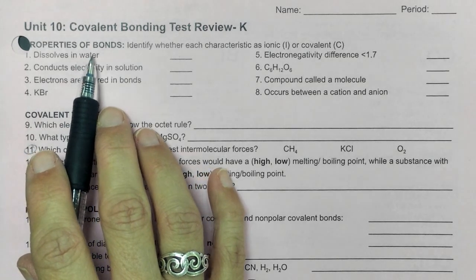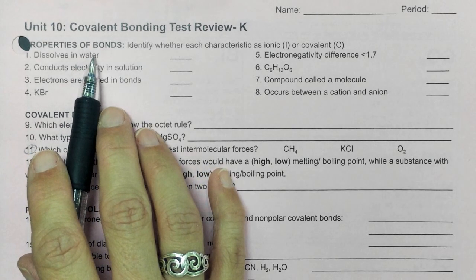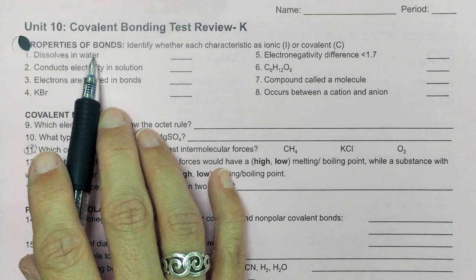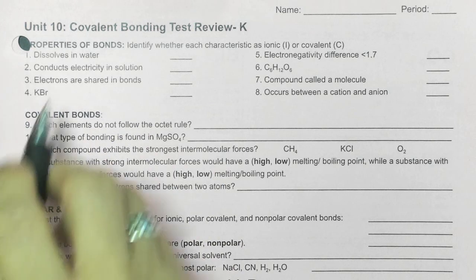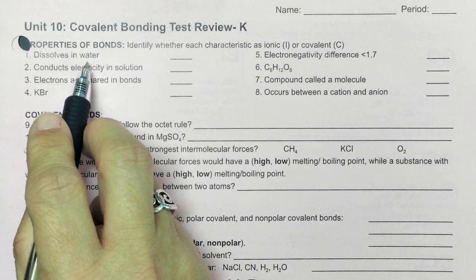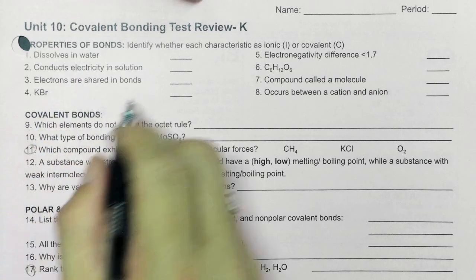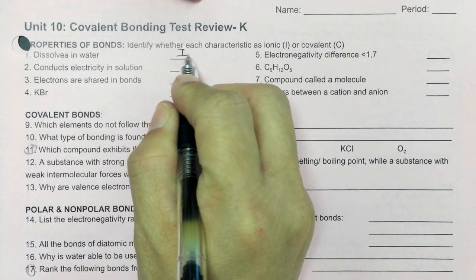Looking at just the properties of different types of bonds, identifying whether each characteristic is ionic or covalent. So in class, if you go way back, we've done labs and different things to help us determine that. If it dissolves in water, that means it's soluble. That means it's an electrolyte. So it would be ionic.